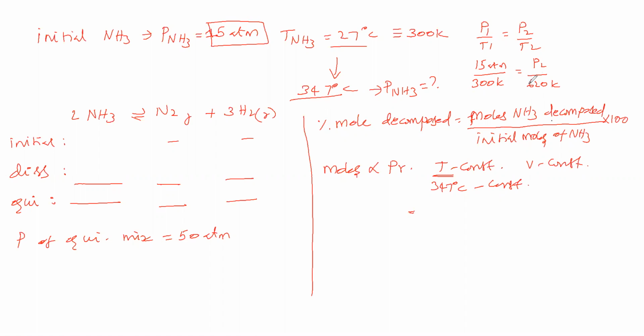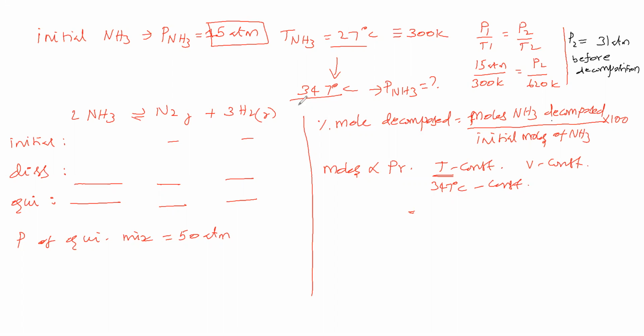So T2 we got. Now let us simplify this. We will get P2. On simplification we are getting P2, that means 31 atmosphere before decomposition. Okay. Understand that, before decomposition. So here what we have done, the pressure of ammonia is 15 atmosphere at 27 degrees Celsius.